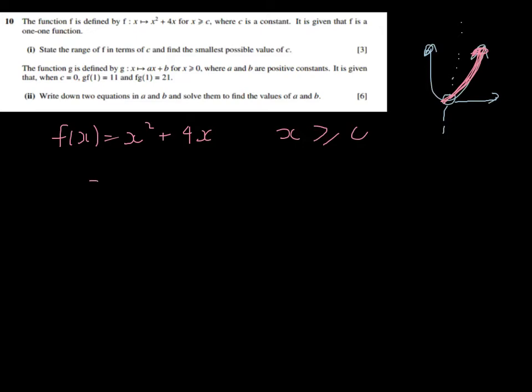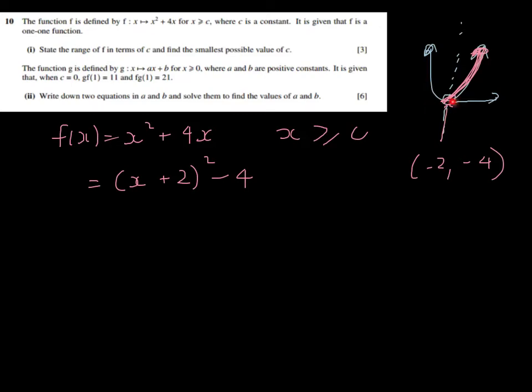So if we go ahead and complete the square, we'd take half of 4 as the coefficient of x, which is 2, we'd square it, and straight away we'd take away 4, which is 2 squared. And that means that when we expand this, we'll get this. So that tells us that this vertex here is at the point (-2, -4). So what that tells us is that our c value at the smallest can be -2.